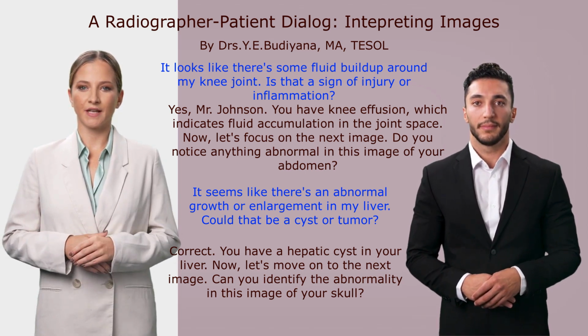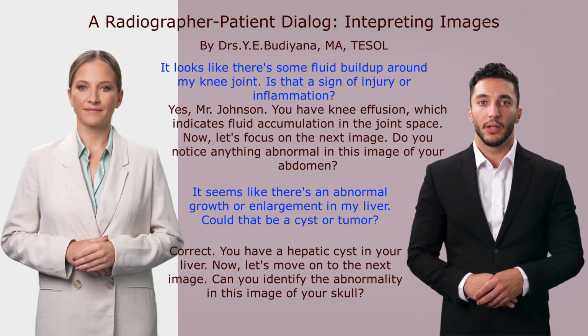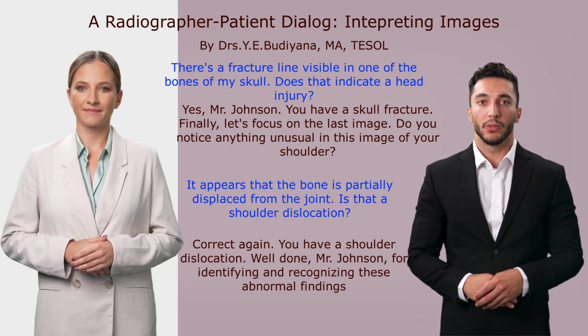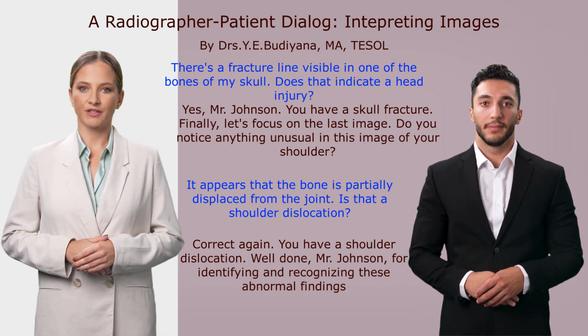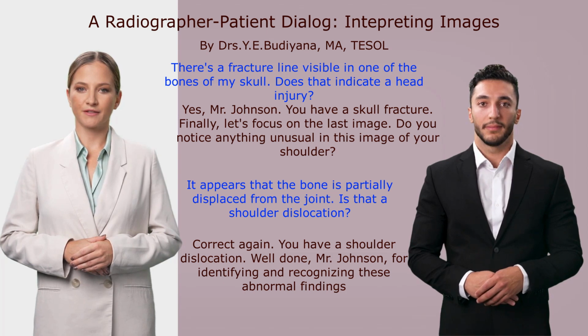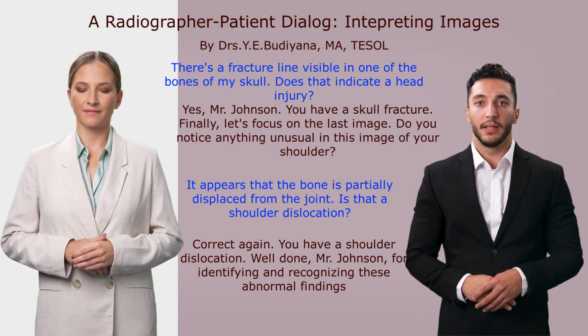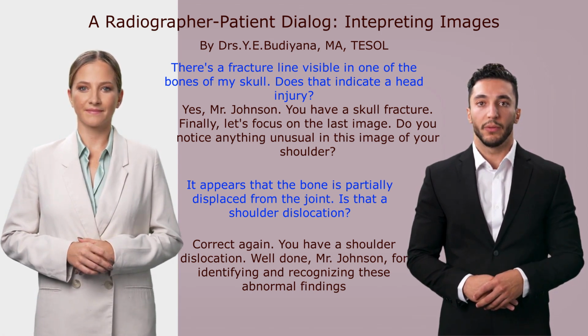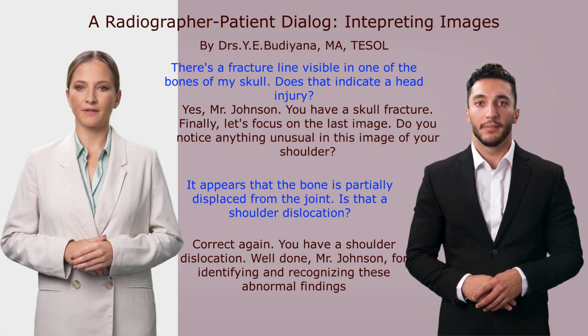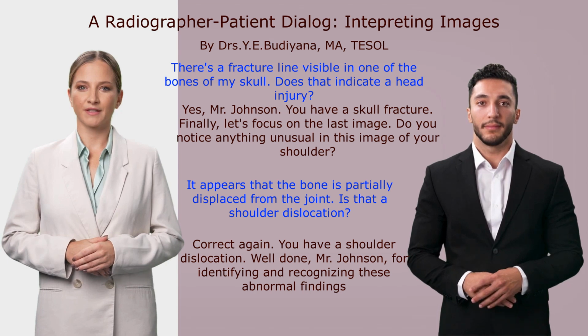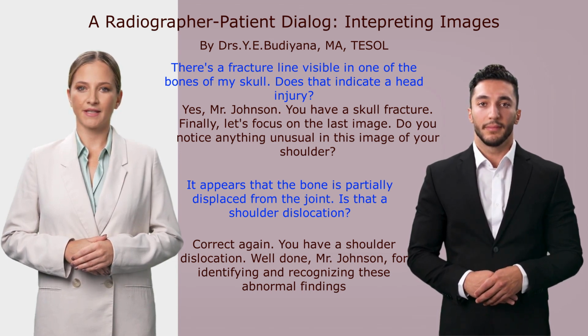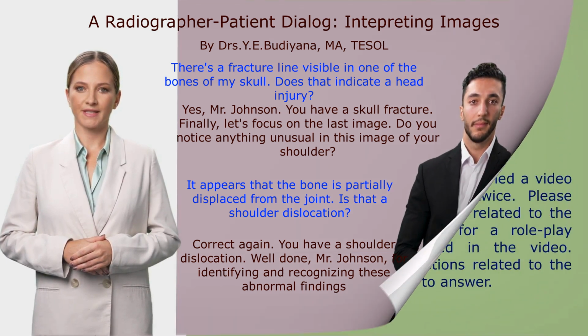Now let's move on to the next image. Can you identify the abnormality in this image of your skull? There's a fracture line visible in one of the bones of my skull. Does that indicate a head injury? Yes, Mr. Johnson. You have a skull fracture. Finally, let's focus on the last image. Do you notice anything unusual in this image of your shoulder? It appears that the bone is partially displaced from the joint. Is that a shoulder dislocation? Correct again. You have a shoulder dislocation. Well done, Mr. Johnson, for identifying and recognizing these abnormal findings.